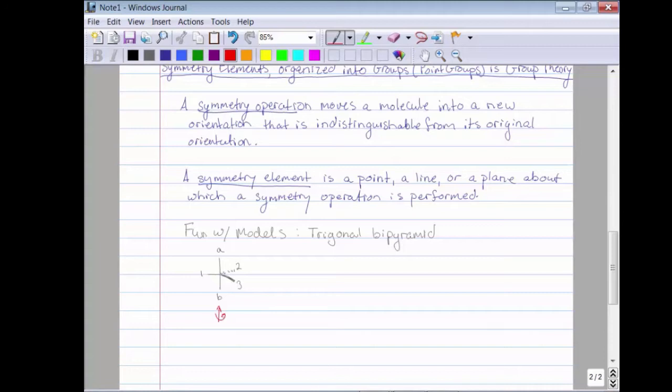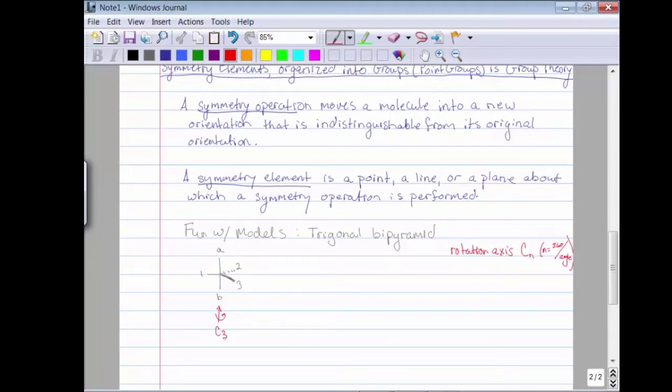So anytime you have a rotation axis, it has a special name. It's Cn, where n is 360 divided by the angle of rotation. So in this case, what's 360 divided by 120? Yeah, it's also easy to see that there's 3 identical ligands. So this is called a C3 axis of rotation.